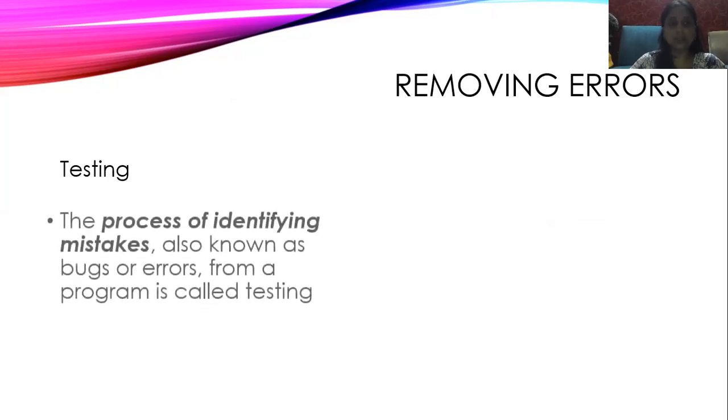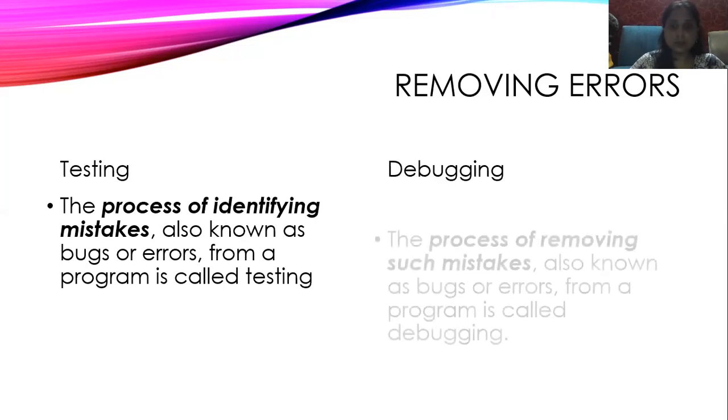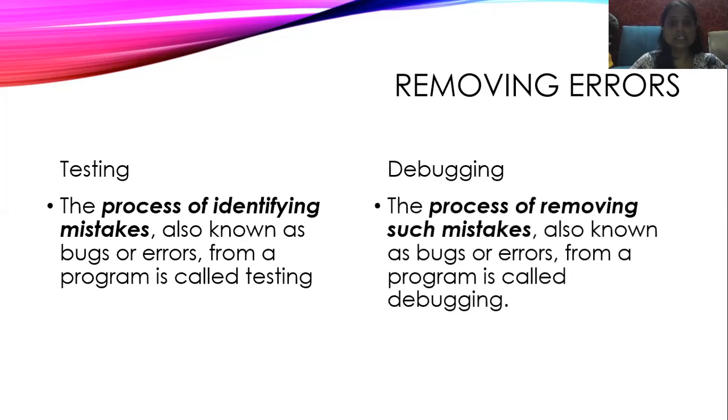So, testing means the process of identifying mistakes, also known as bugs. Testing is to identify the errors. Now, to remove those errors, we have a new word, that is debugging. Debugging means removing the errors. The errors which we find during the testing phase, we remove during the debugging phase.